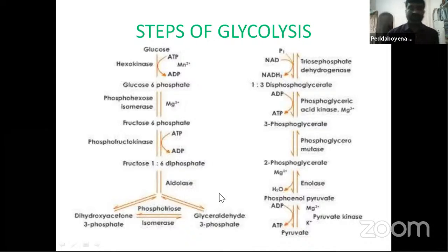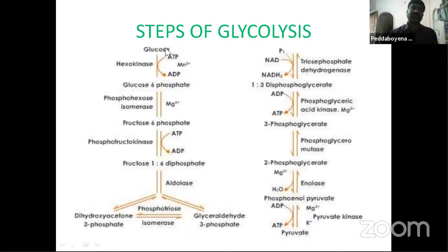After this process, it is the isomerase reaction. The glyceraldehyde 3-phosphate is isomerized into dihydroxyacetone phosphate, and similarly dihydroxyacetone phosphate is isomerized into glyceraldehyde 3-phosphate. This is catalyzed by the enzyme phosphotriose isomerase.